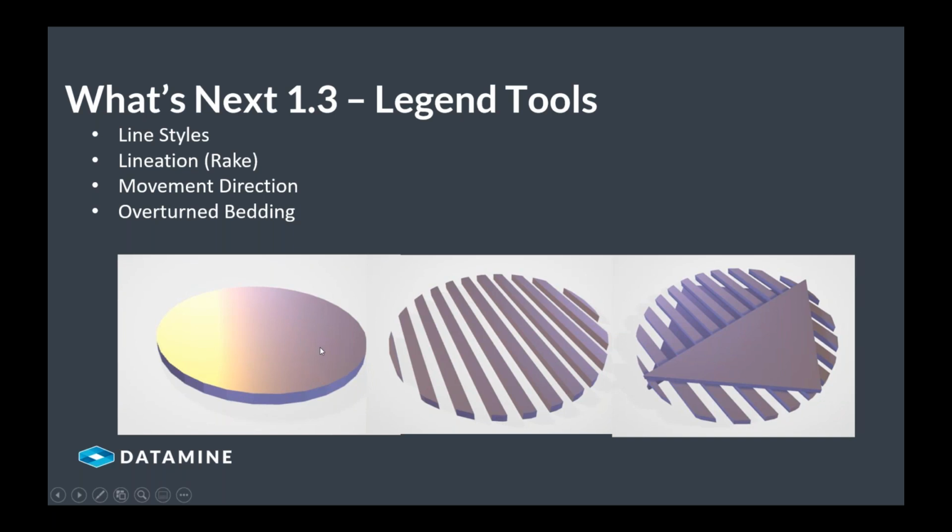So you'll see here, let's go back. If you've got no lineation, it's just the disk. Then if you've got the lineation, it's got the lineations on the disk. And then if you've got lineation and structural movement, it's got the lineation and the arrow of movement direction, okay? We'll also have the ability to put in overturned bedding in the symbology.